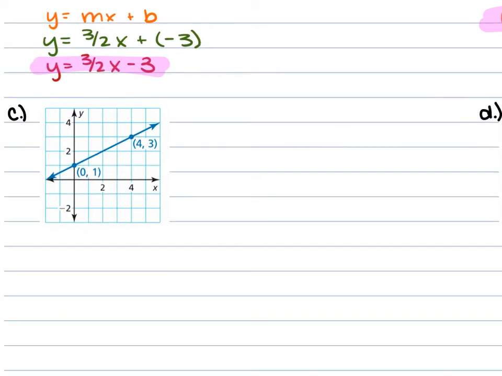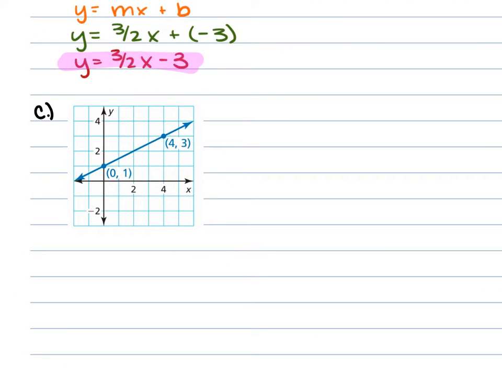For C, we have the ordered pairs 0, 1, and 4, 3. So with this one, we're going to be going up 2 and to the right 4. So our slope is 2/4 which is just 1/2. Our y-intercept is that ordered pair 0, 1, so that b is 1. So we're going to have y is equal to 1/2 x plus 1.